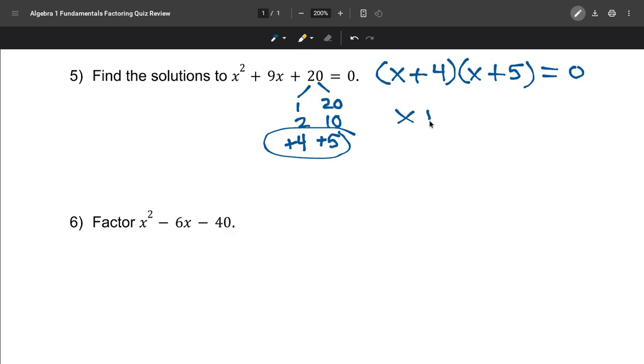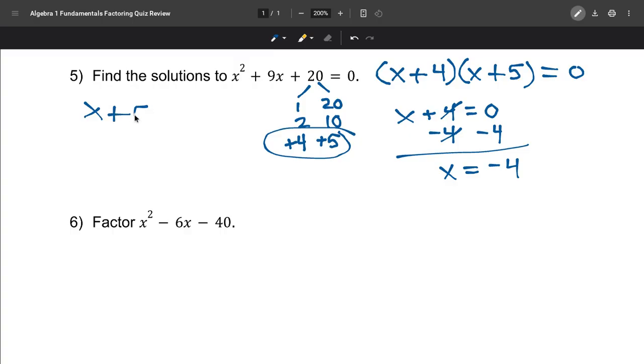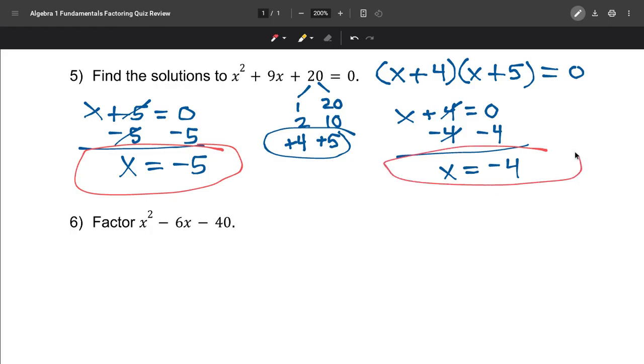So if I set x plus 4 equal to 0, I'm going to subtract 4 from both sides. 4 minus 4 is 0, so I get x equals negative 4. If I set x plus 5 equal to 0, subtract 5 from both sides. 5 minus 5 is 0, so I get x equals negative 5. So my solutions are x equals negative 5 and x equals negative 4.